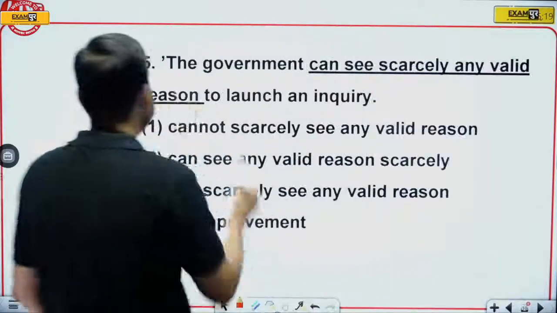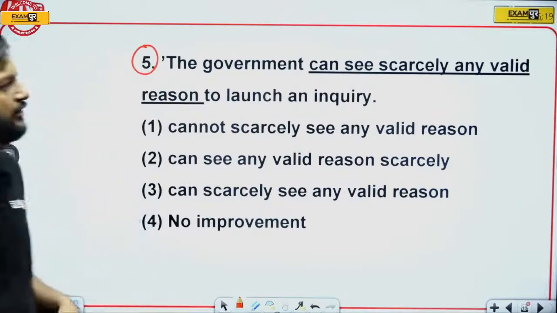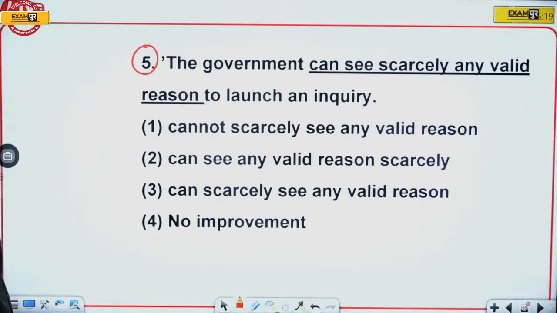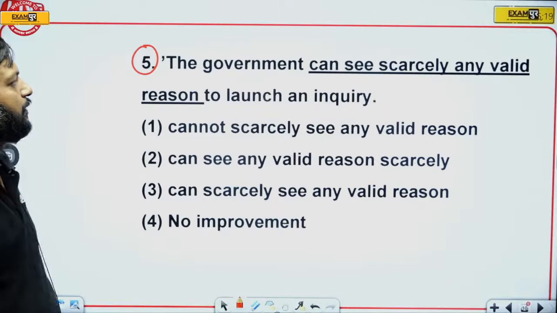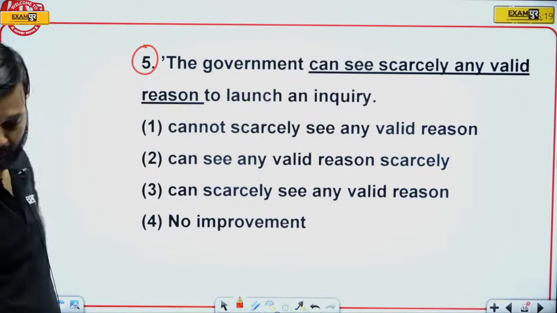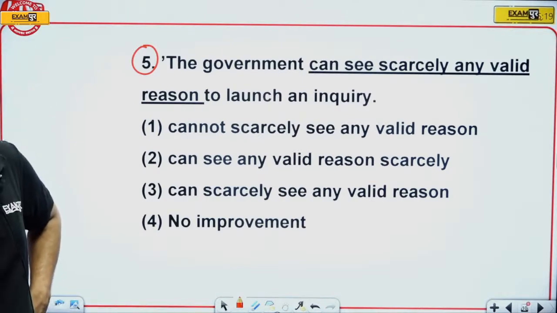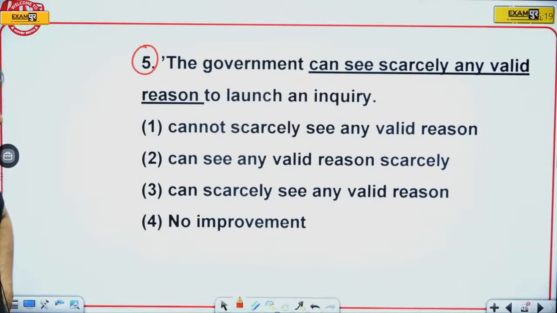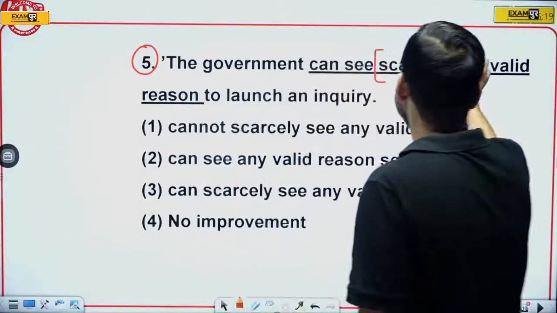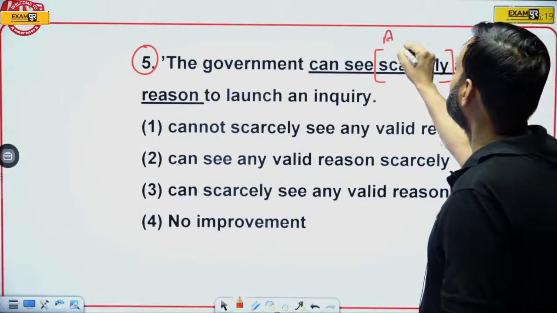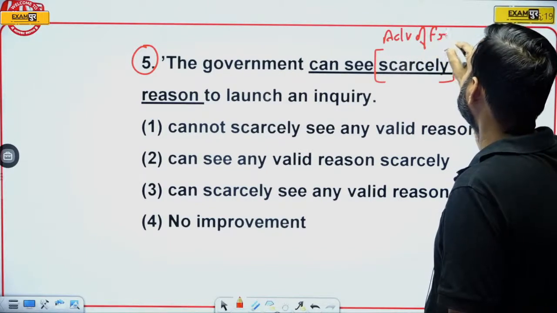Now the next one, question number 5. The government can see scarcely any valid reason to launch an inquiry. See, here the word scarcely is an adverb of frequency.